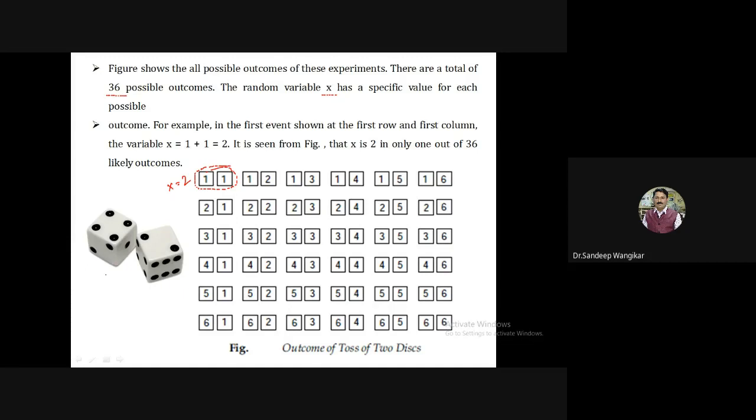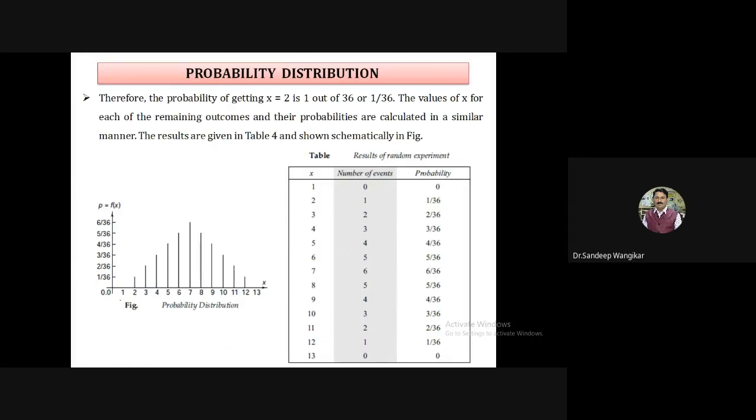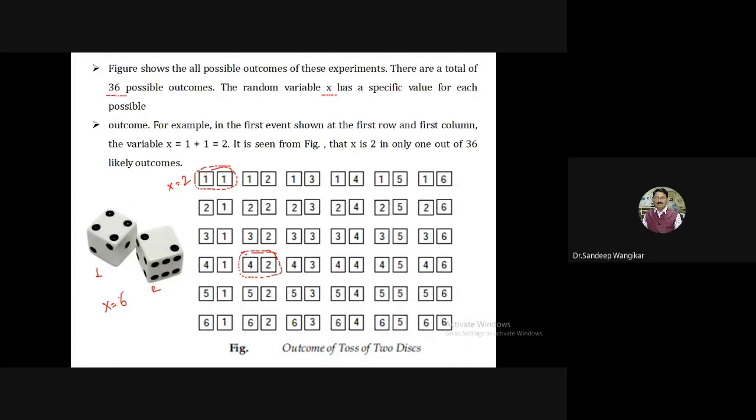Now another example is shown here. The first cube is showing 4, and the second cube is showing 2. So it is highlighted. You can see here x will become 4 plus 2. So I can say in this case x will become 6. Okay, are there any other possibilities that x is becoming 6?